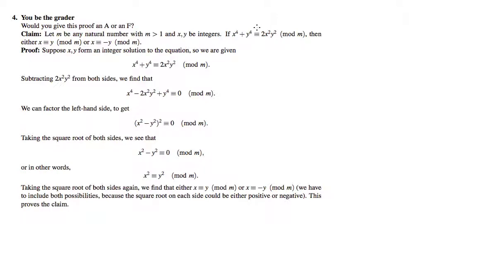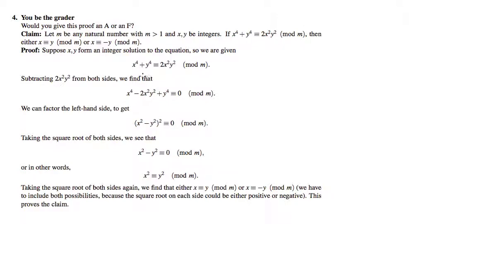First of all, we are assuming that m is a natural number bigger than 1, and x and y are integers, and we have this equation here, which says that x to the 4 plus y to the 4 equals 2 times x squared y squared mod m. And we want to deduce that x equals y mod m or x equals minus y mod m. Okay, so let's see what the proof says.